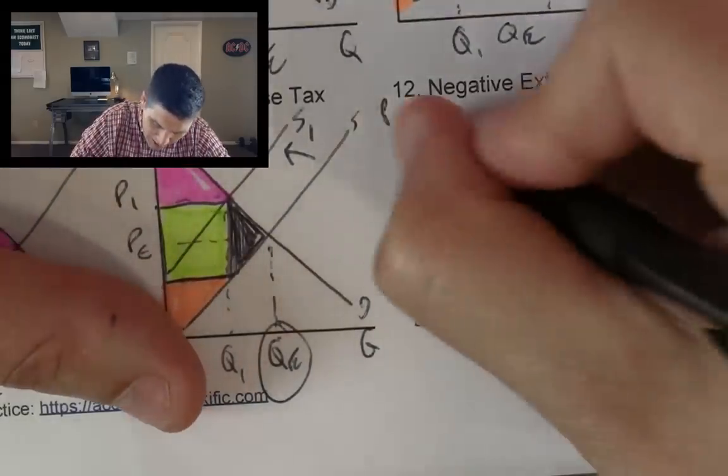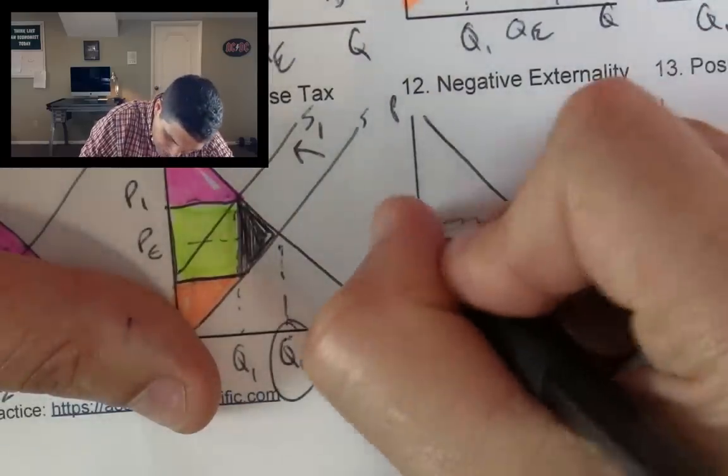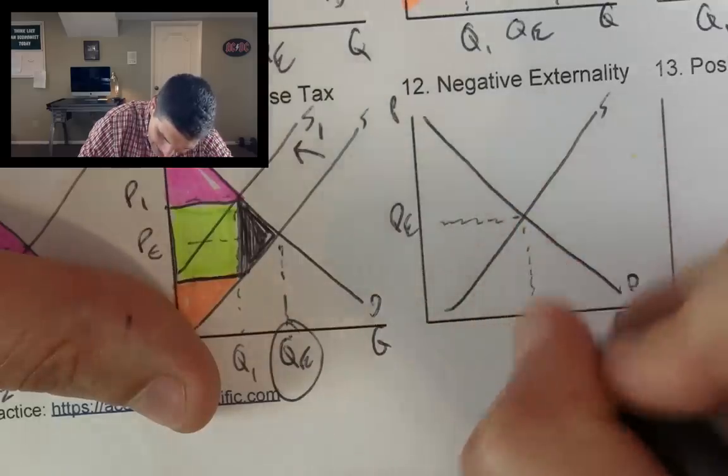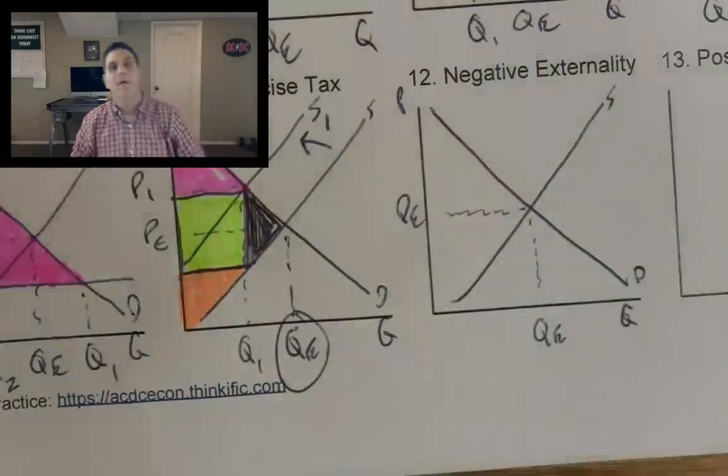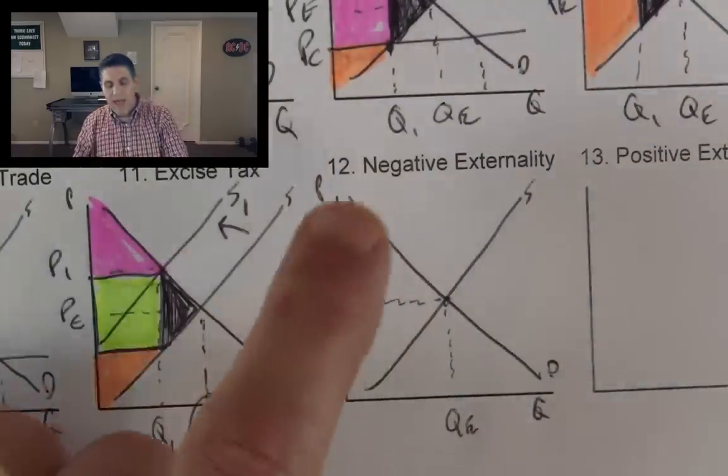Price, quantity, downward sloping demand, upward sloping supply, over. There's the price at equilibrium, down. There's the quantity at equilibrium. There it is. All right, so negative externality.